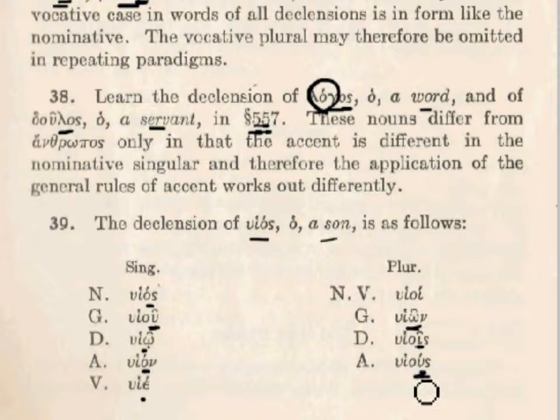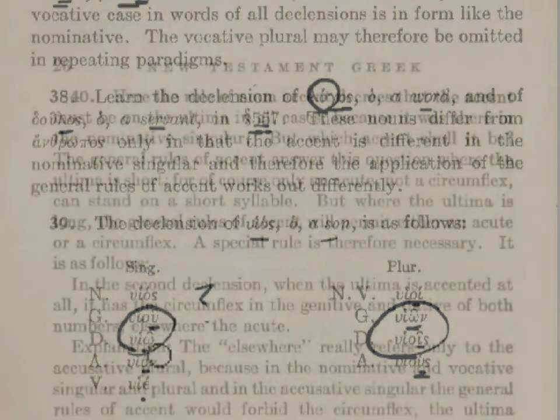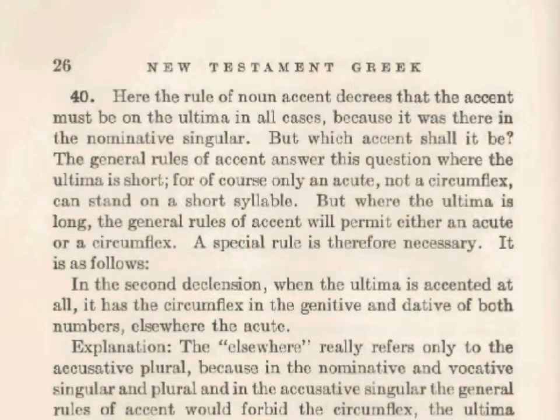And over here in the accusative plural, it remains acute as it does in the nominative plural. So the thing that we notice is that in the genitive and dative of both numbers, for some reason or other, we find that the accent, which was an acute, becomes a circumflex. And the explanation for that is provided for us on the next page at paragraph 40.